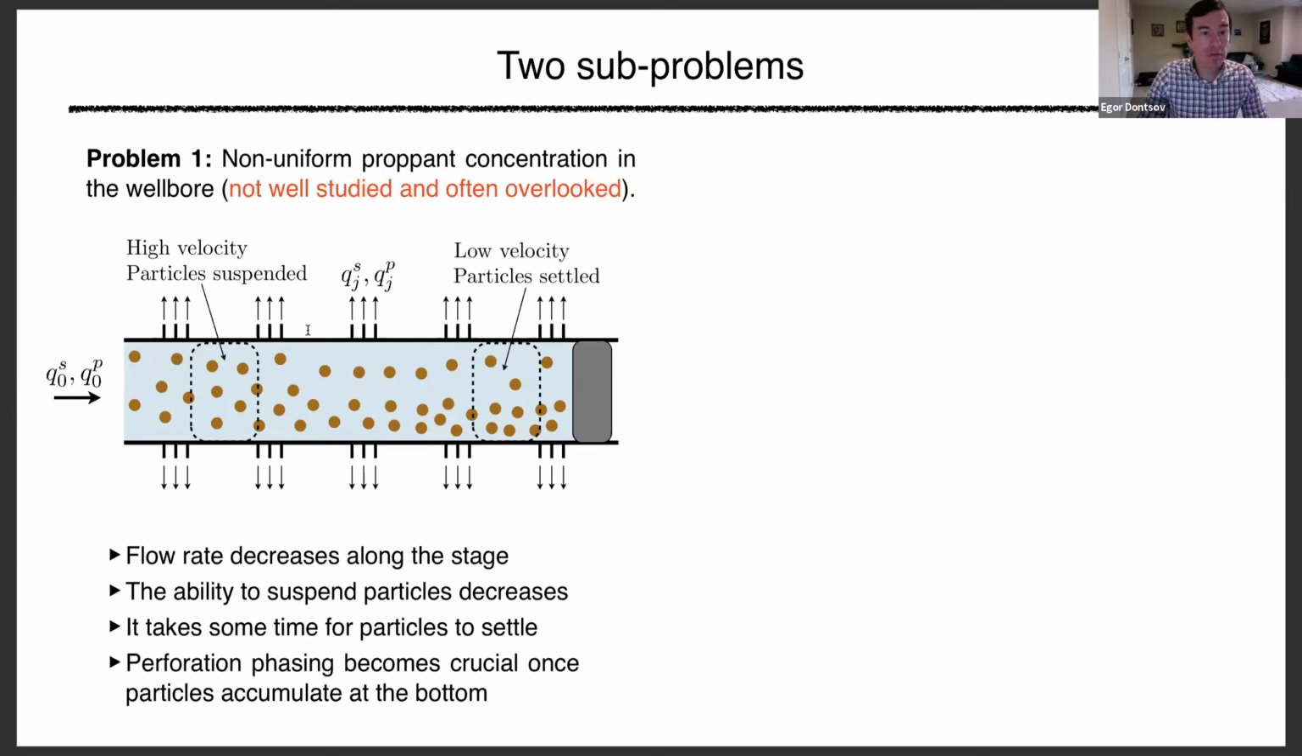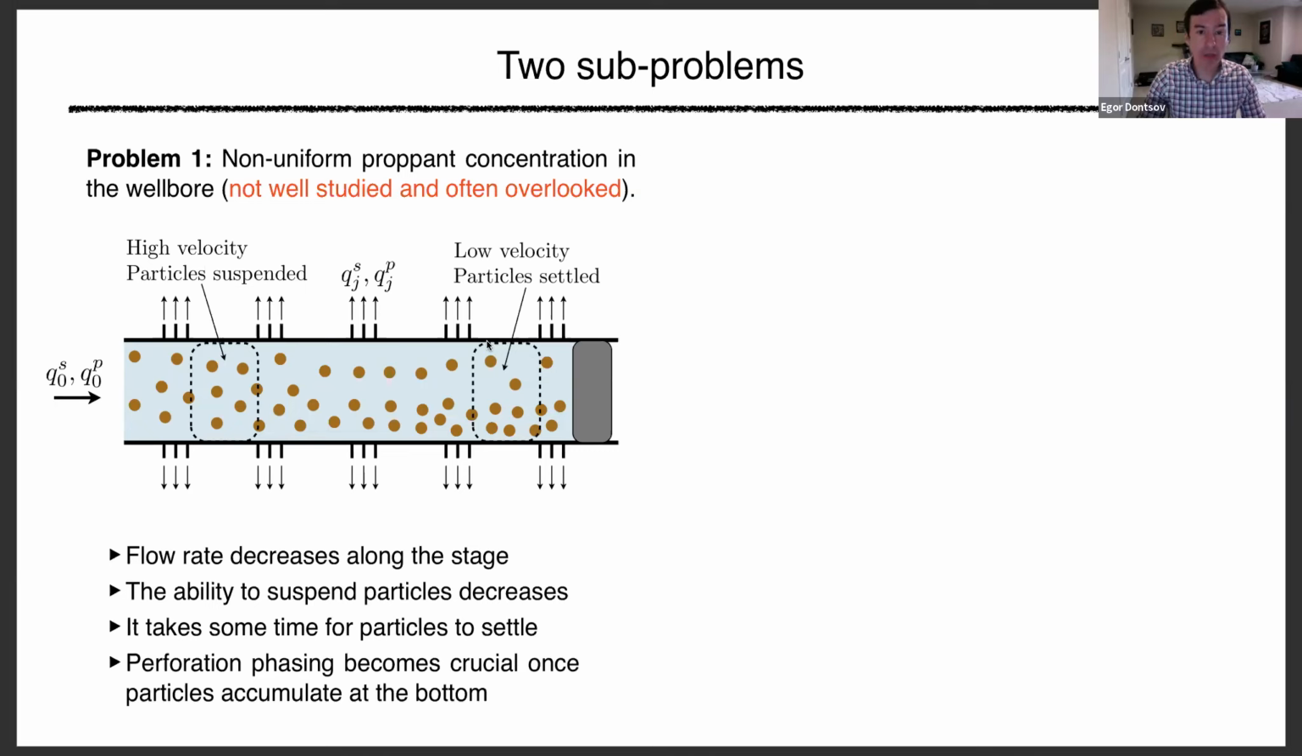But as you start losing fluid, from cluster to cluster, things slow down considerably. And what happens is particles start to settle. Towards the toe of the well, we have a lot of particles settling. Again, it depends on particle size and all other parameters, but nevertheless, the ability of the flow to suspend particles reduces a lot.